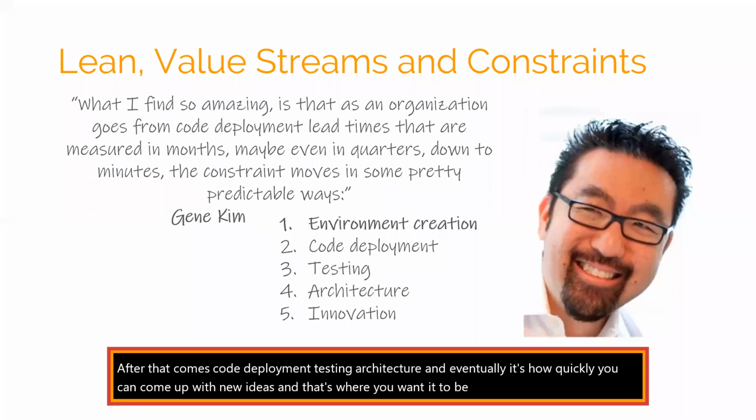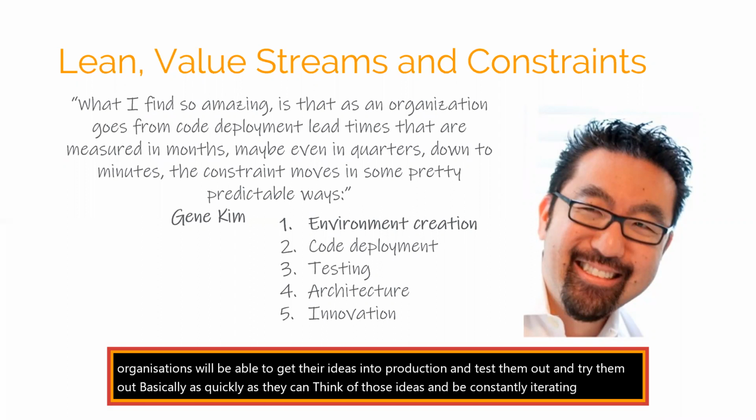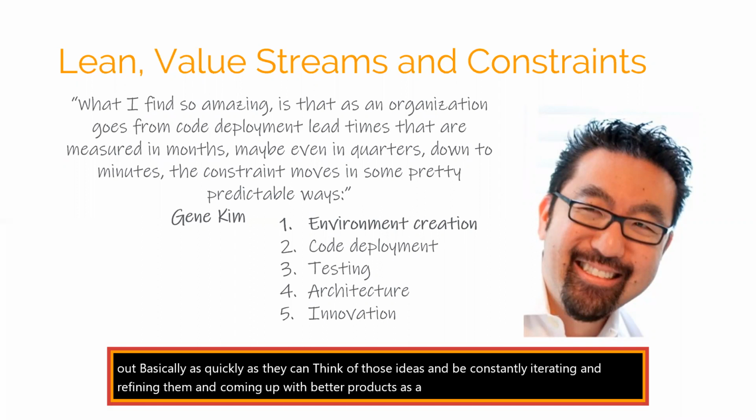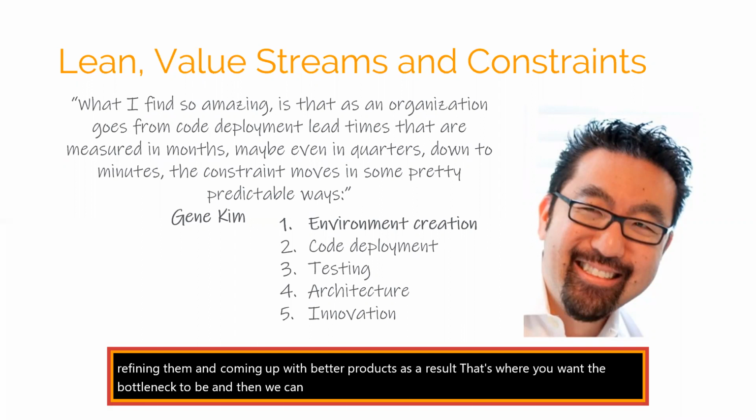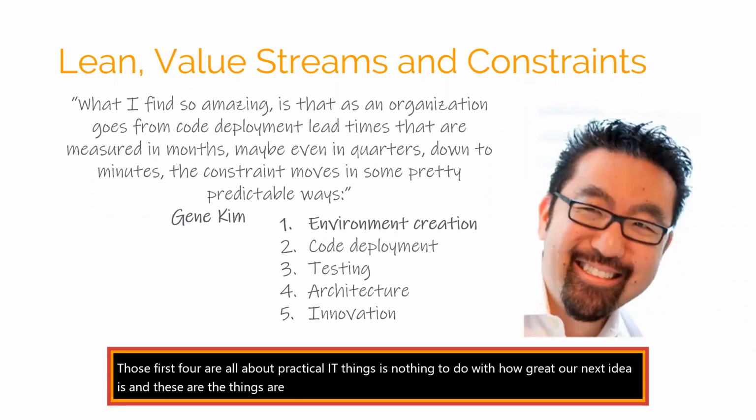The most effective organizations will be able to get their ideas into production and test them out as quickly as they can think of those ideas, constantly iterating and refining them and coming up with better products as a result. That's where you want the bottleneck to be, and then we can start really improving our ability to get stuff done. But those first four are all about practical IT things. It's nothing to do with how great our next idea is, and these are the things that are holding our businesses back.